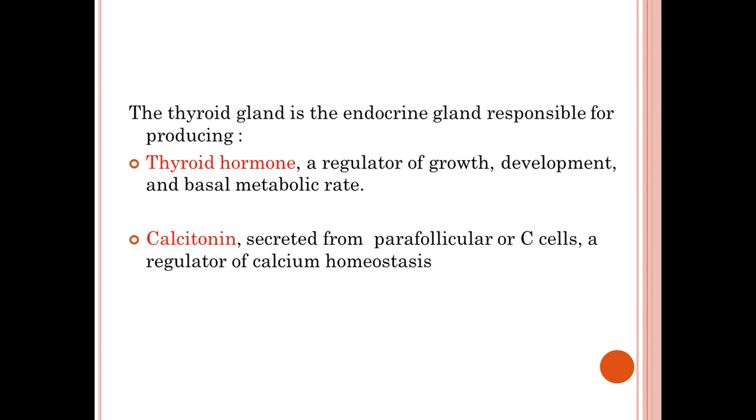While calcitonin is secreted from another type of cell, it is not a thyroid hormone, but it is synthesized and secreted from the thyroid gland from a specialized cell called the parafollicular or C cell, and it has a different role. It is a regulator of calcium homeostasis.